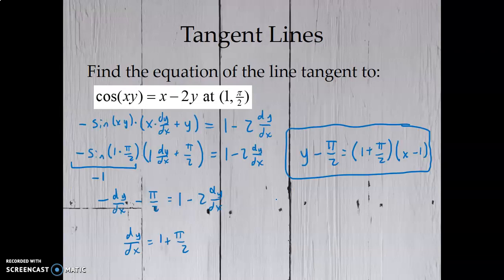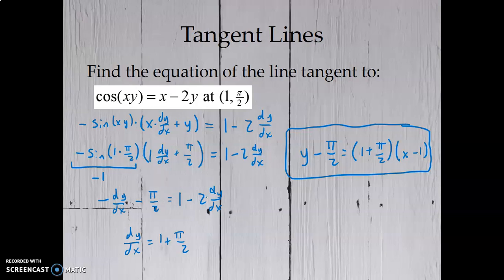All right, let's see how you guys did. So the derivative of cosine should be negative sine. The derivative of xy should be x y prime plus y. x prime goes away. As soon as you've taken the derivative, we can plug in our point. This time this doesn't go away, but it just turns into negative 1. So I distribute the negative 1, I get negative dy/dx minus pi over 2.